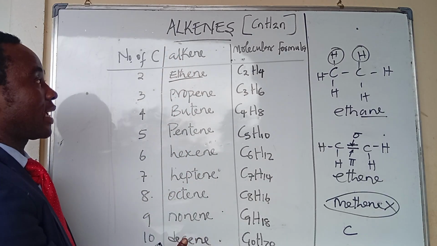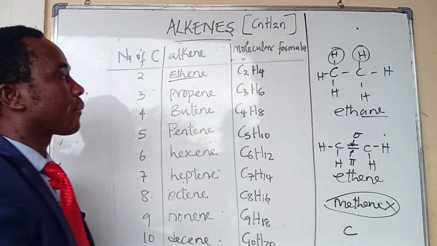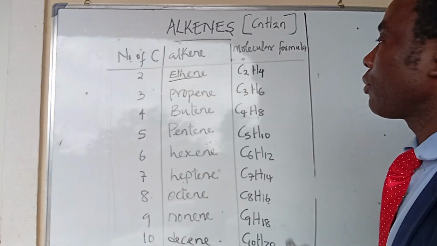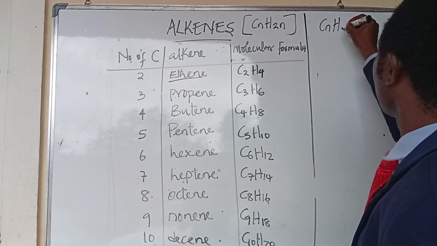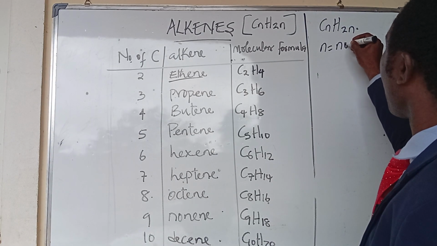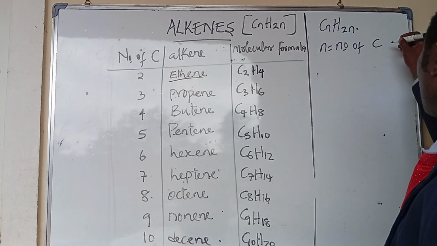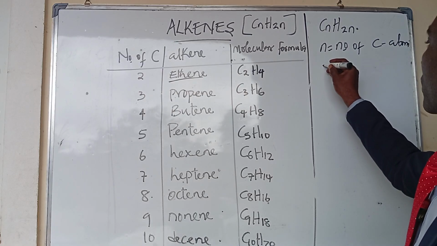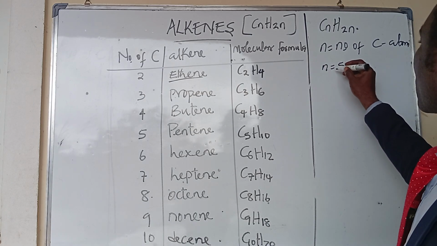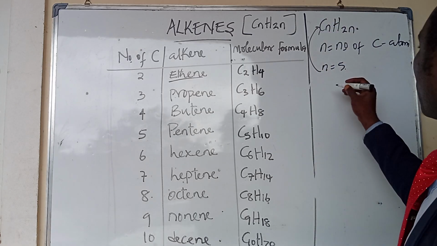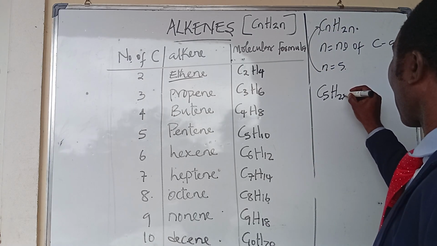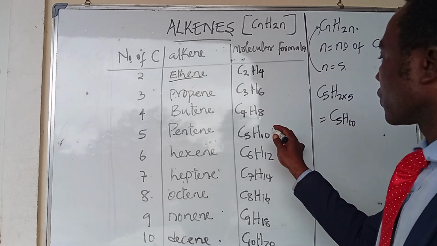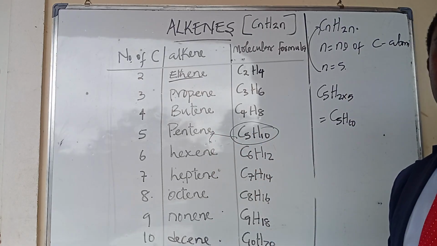So these are the number of carbon atoms, and these are the corresponding names of the alkenes, and this is the molecular formula. How do we get them? The general molecular formula of the alkenes is CnH2n, where n is the number of carbon atoms. That is to say, if the number of carbon atoms is equal to 5, and we put this into the general formula, what we'll be having is C5H2 times 5. So that becomes C5H10, and this is the pentene that we are talking about.